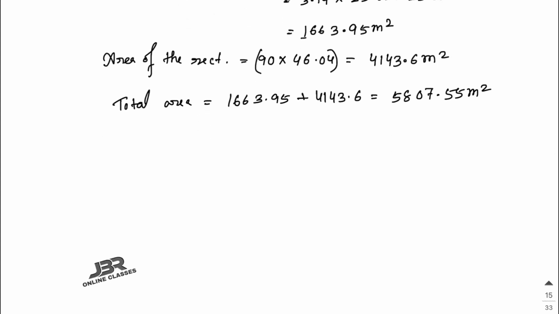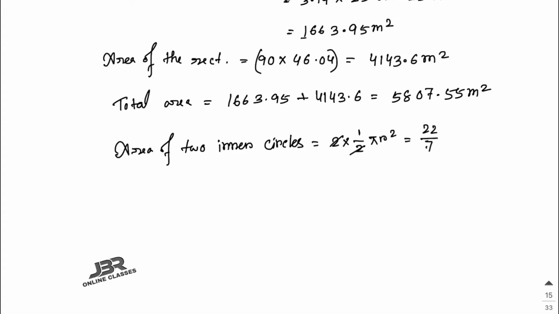Now the area of the two inner circles equals again 2 into half pi r square. In that case r equals 21.02, remember that. So the 2 cancels out, 22 by 7 into 21.02 square, in meter square. So that equals 1387.38 meter square.